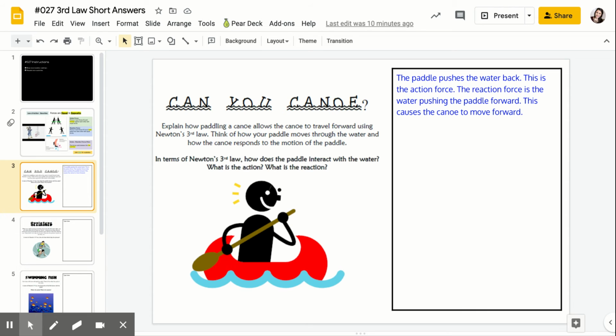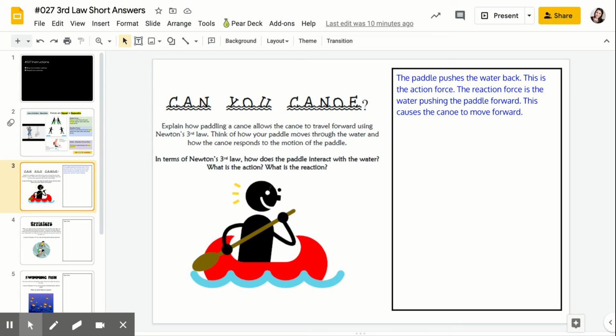Slide number 3 says, "Can you canoe?" Explain how paddling a canoe allows the canoe to travel forward using Newton's third law. Think of how your paddle moves through the water and how the canoe responds to the motion of the paddle. In terms of Newton's third law, how does the paddle interact with the water? What is the action? What is the reaction?